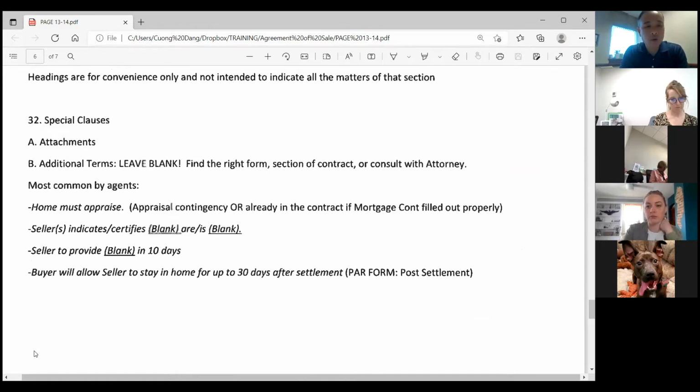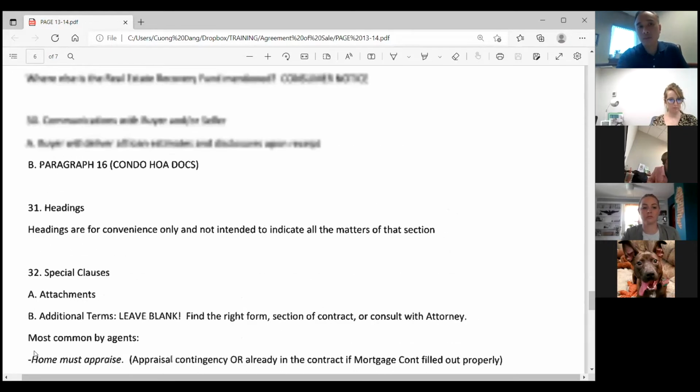"Buyer will allow seller to stay in home for up to 30 days after settlement." That's a terrible phrase to write on that last page, because what are the legalities behind that? Are they allowed to have a dog? What about insurance? What if the house burns down while they were there? At least the PAR form, the post-settlement one, gives you some legal terms in there. When do they have to vacate? What if they don't vacate? What is the security deposit? So again, I always like to leave that section blank for that reason, because there is a form or some section in the contract that already covers that. Okay.